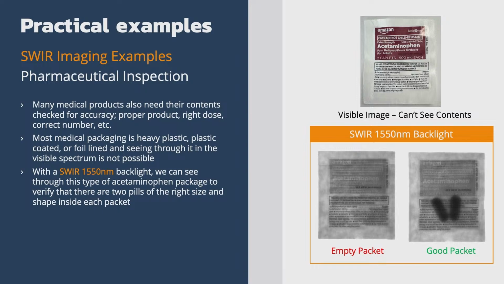And similar here, in the image of a good packet, you can plainly see there are 2 pills contained inside. On the one we're showing as a bad packet or empty packet, as we've labeled it here, the pills have been removed, and you can see through the packaging and tell that there in fact is no contents inside this, and that it would be immediately rejected by the machine vision system. So SWIR imaging can help us see within packaging and make final quality analysis that wouldn't be possible otherwise.